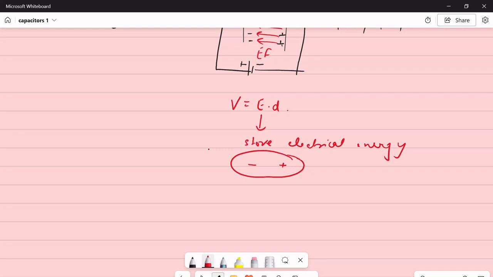Now this pattern is storing the electrical energy as it is creating a potential difference. If this is negative, this is positive, there is a potential difference between the two.